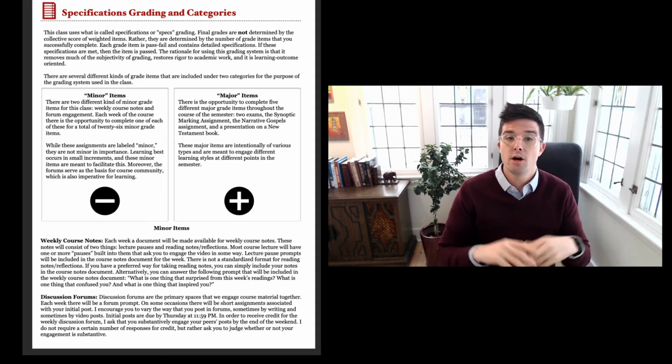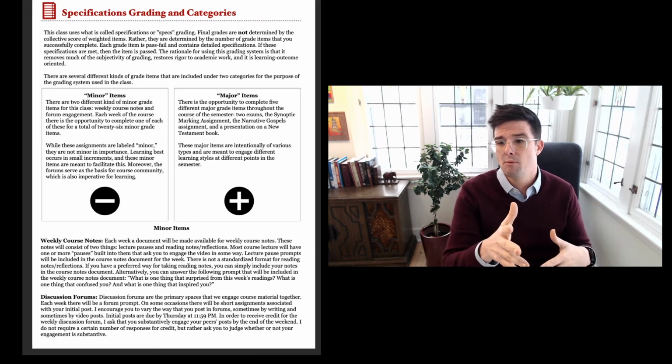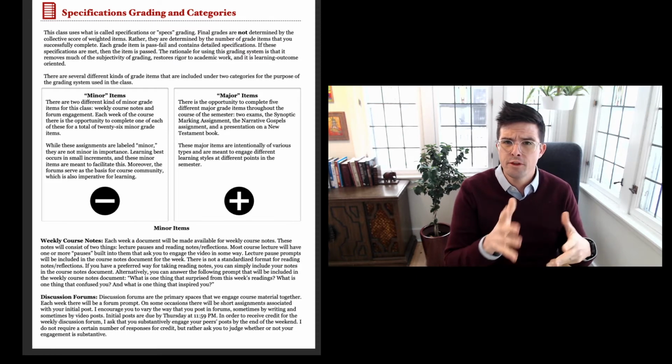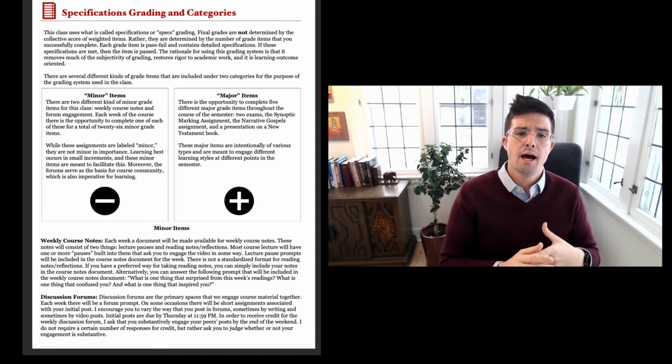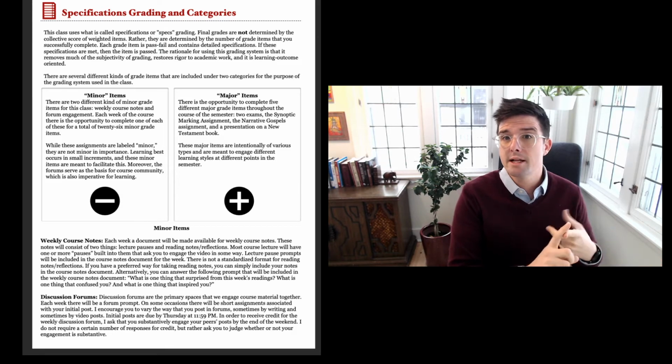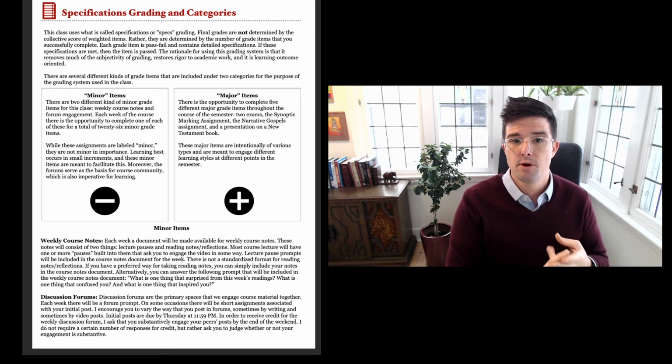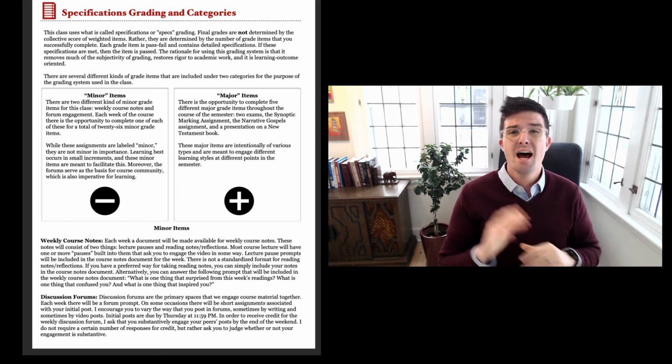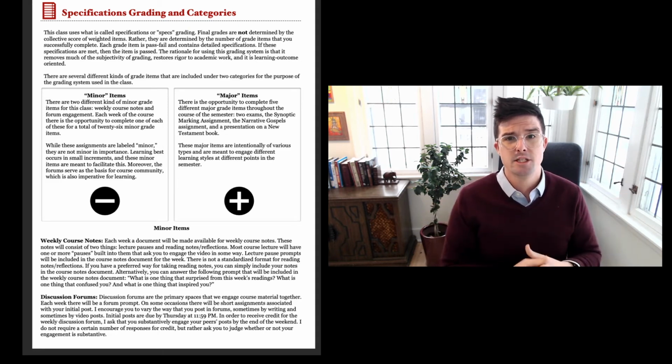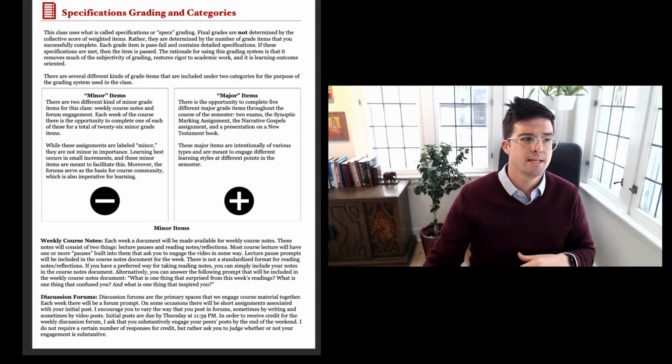The minor items are of 2 different sorts. We'll talk a little bit more about those later on, but in short, they're going to be weekly course notes and discussion forums. The major items are 5 different items of different sorts. They're meant to engage different learning styles at different points in the semester.